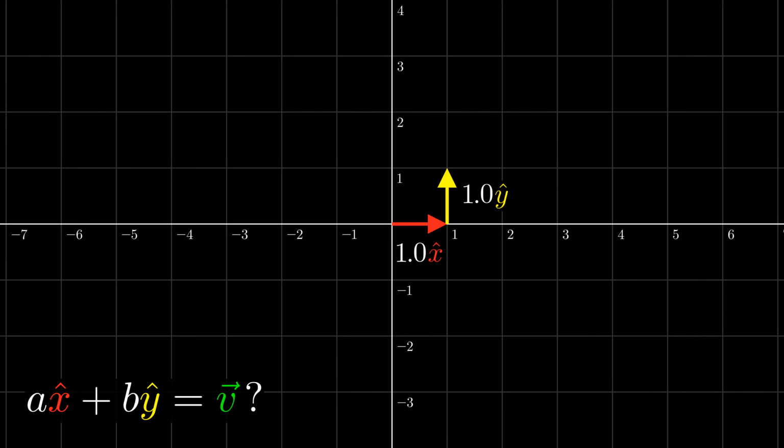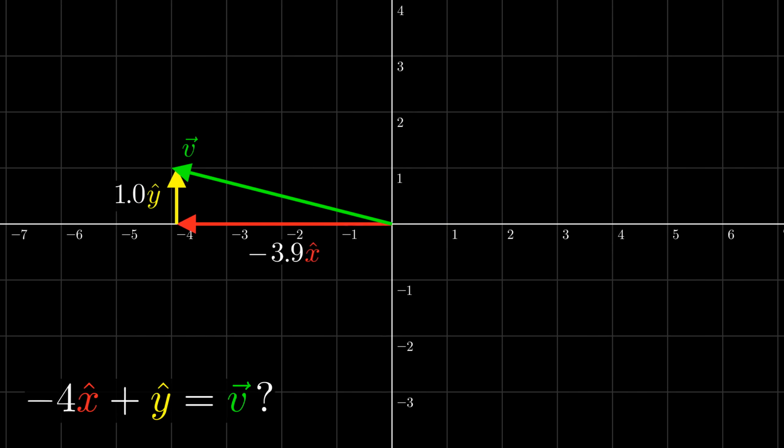Let's do another one. What about this vector? We can see that v only goes 1 unit up, so y hat doesn't need to be scaled. Thus, b is 1. Now, x hat points to the right, but v points to the left. So to reach v, we need to scale x hat by a negative value. v goes 4 units to the left, so we need to set a to -4. So we see here that v is equal to -4 times x hat plus y hat.